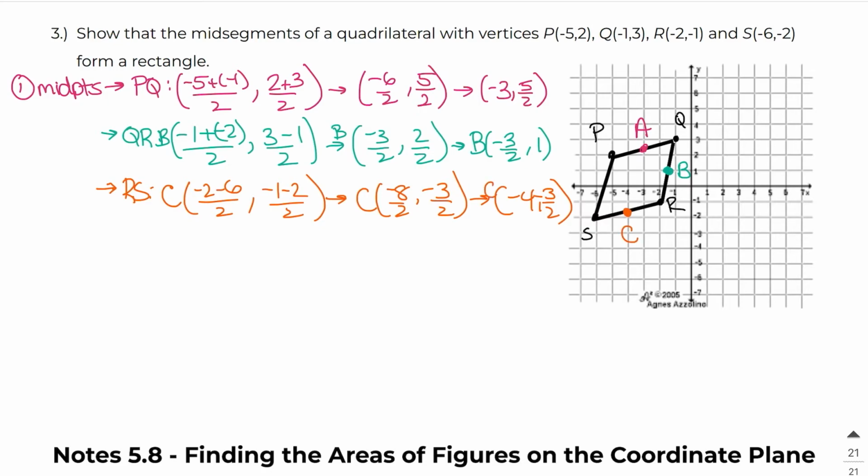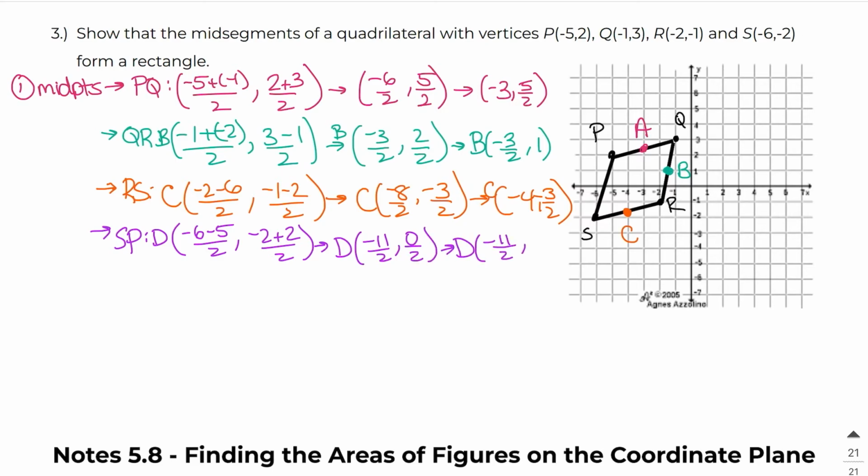And then lastly, let's go ahead and figure out point D, which is the midpoint of SP. So we'll call this D, and this right here is going to be -6 plus -5 over 2, and then I'm going to do -2 plus 2 over 2. So I end up getting that D here is -11/2, 0/2, which means that D is -11/2, 0.